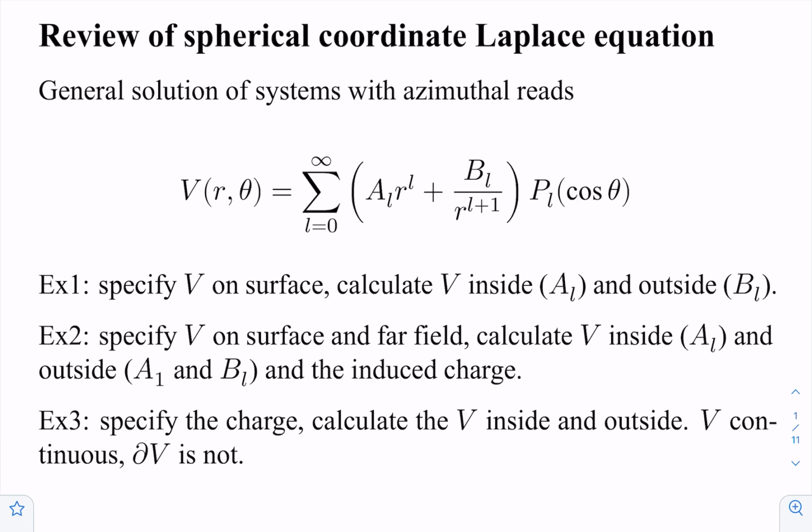Combining the two equations, or more precisely, two sets of equations, because there are two equations for each L, after we combine all these equations, we will be able to determine the AL and BL.